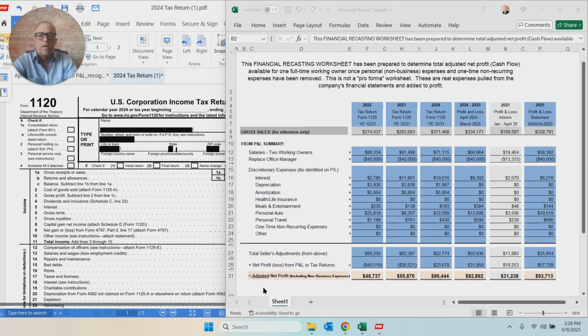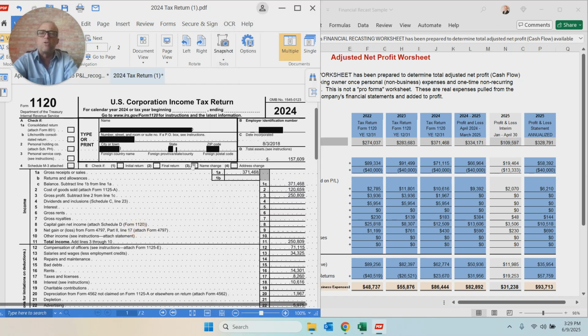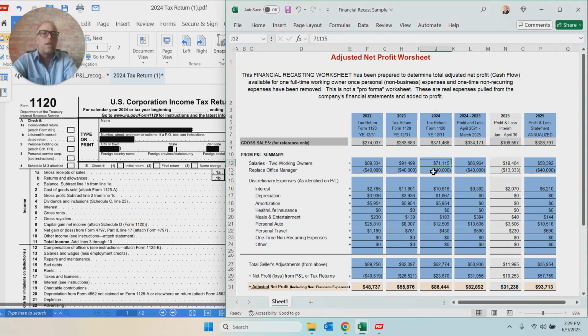There are a lot of terms for it: adjusted net profit, seller's discretionary earnings, owner's discretionary cash flow, modified EBITDA. It's all basically the same thing. And this is actually a good example of that. There are two working owners in this business. And so we found, for instance, in their tax return here, compensation of officers, 71,115. That was for 2024. Because there are two working owners, we have to put back in a new expense for one of the owners so that we can solve for one full-time working owner.